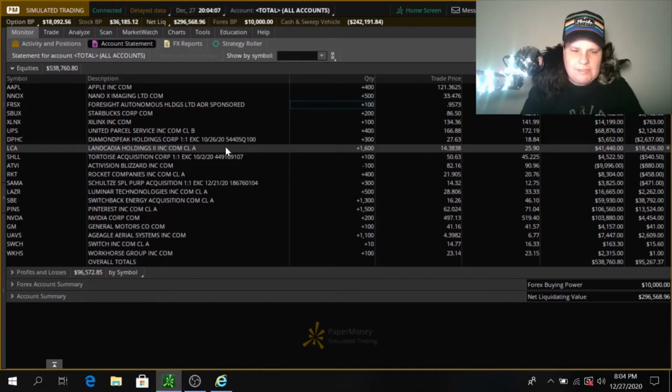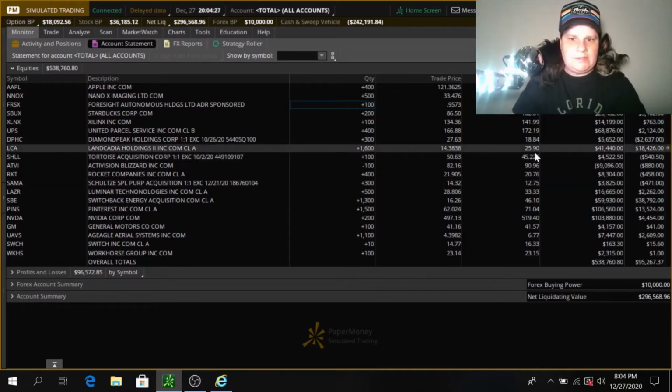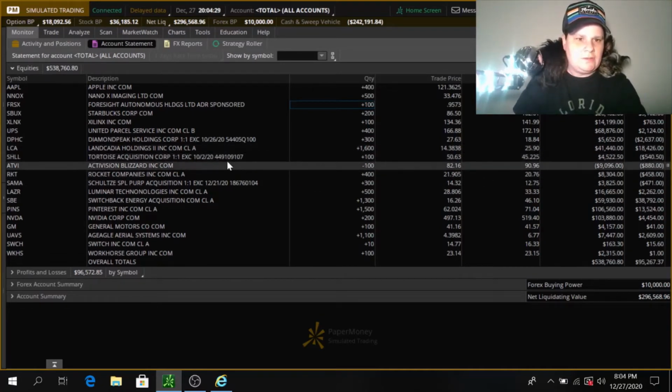Also, sometimes it's a little tricky to sell them for some reason when you have the paper account after they do the change. It messes something up in here. Here's another one, Tortoise Acquisition, which became Hyliion, okay? As you can see, it's still saying Tortoise Acquisition. That actually took a loss because I had trouble selling this off.